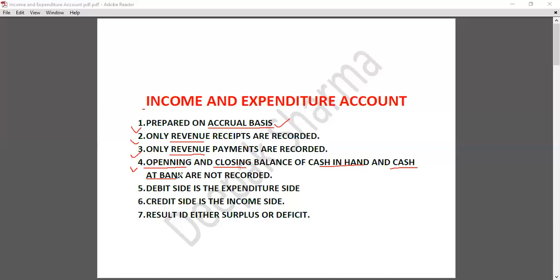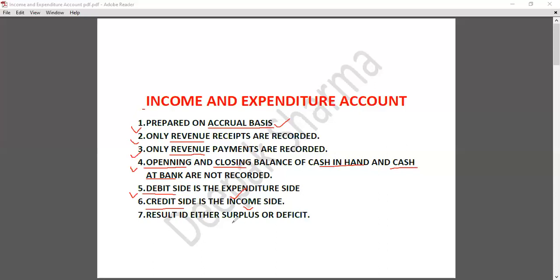income and expenditure account. And if I talk about the format, then the debit side will be our expenditure side and the credit side will be our income side. So this will be the basic structure of the format of income and expenditure account. After having recorded all those items, at the end we will definitely balance the account, and whatever difference or balance amount comes, it will either be a surplus or a deficit.